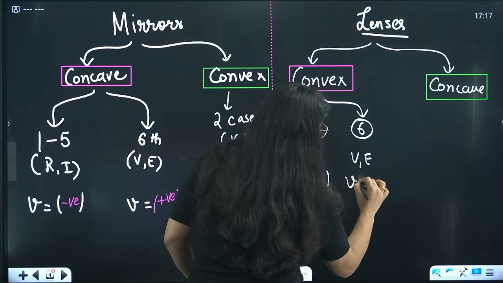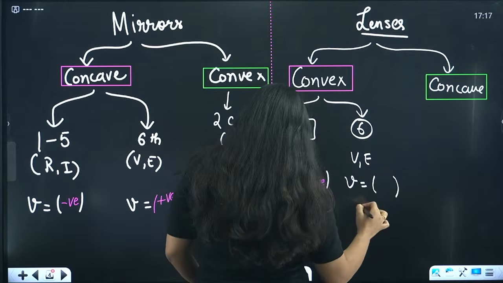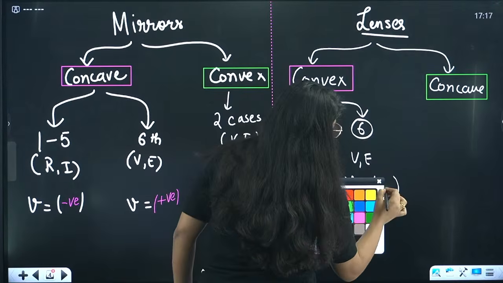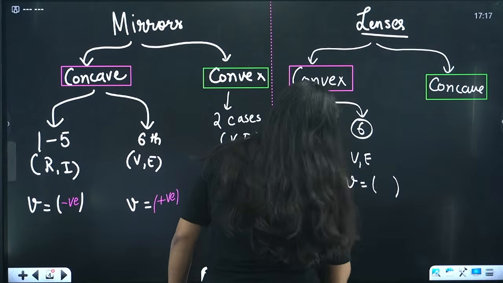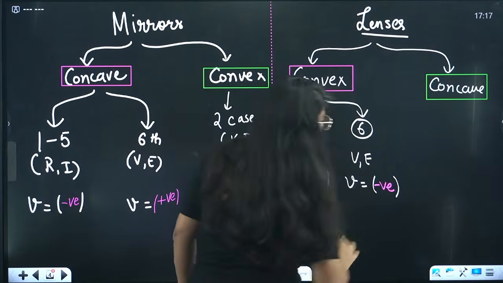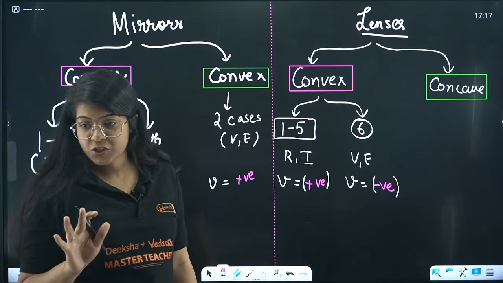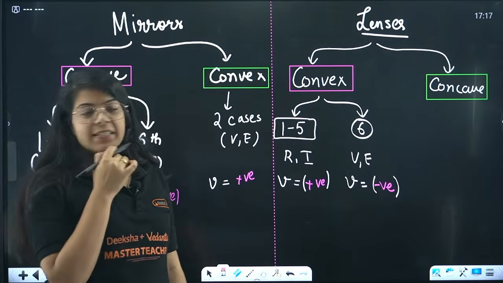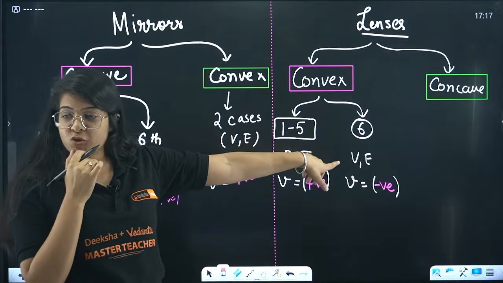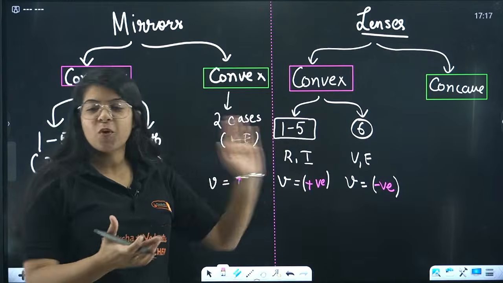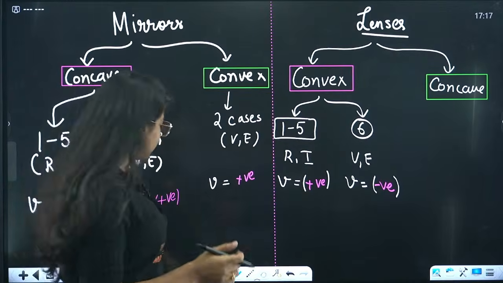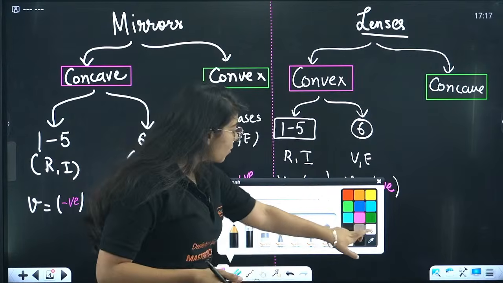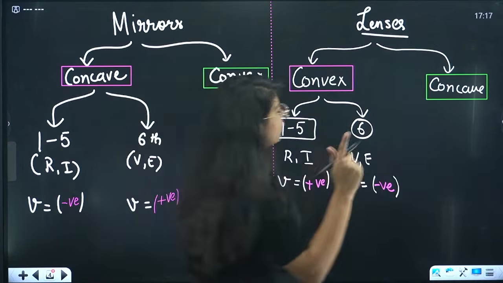So V, beta, is negative in this case. Okay, V will be negative in this case. Understood? If convex lens forms a virtual image, the sign of the image is negative. Great, Sachin, great. Okay, good. Let's talk about this and we'll jump directly to our questions.